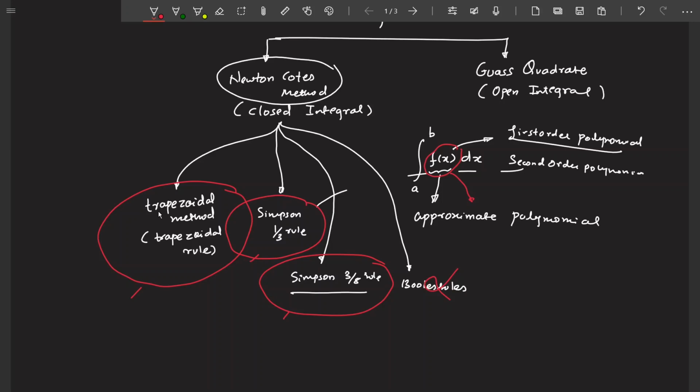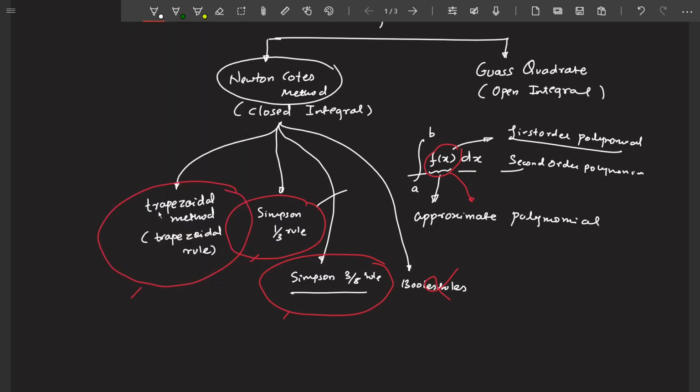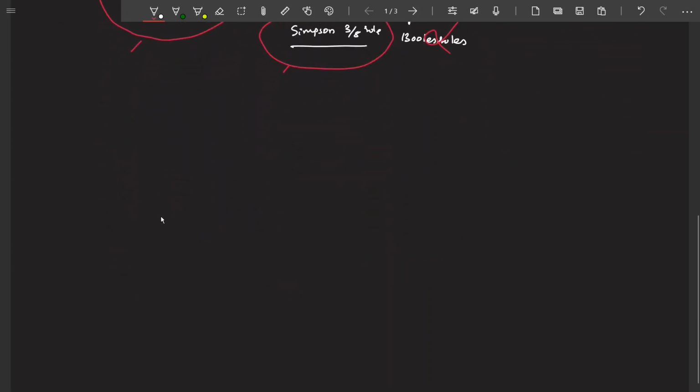So basically what we are going to do here is we are going to discuss the trapezoidal rule. Okay. Now let us talk about the formula for calculating the integral by trapezoidal rule.